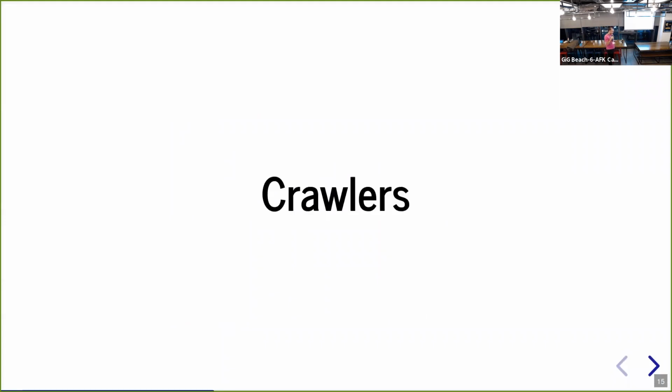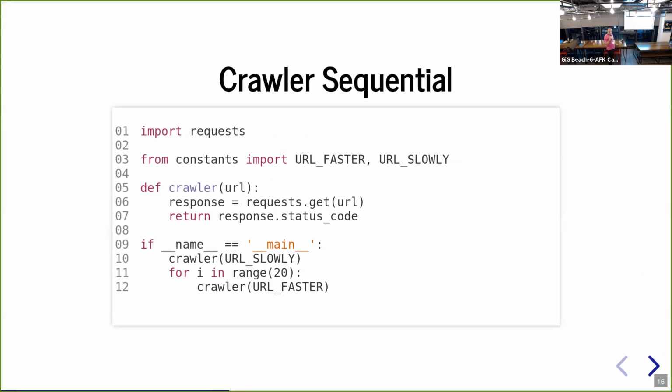Okay, then we will show the crawlers now. The examples in Python of how to crawl this simple API. Firstly, I will show the sequential crawler with blocking I/O. What is this? In the first line, we import the requests library. Requests is a library in Python for making HTTP requests. In the third line, I import the constants, only the URL. From line 5 until line 7, we define our crawler. The crawler is very simple. You make a GET HTTP request to this URL, and then return the status code, only this.